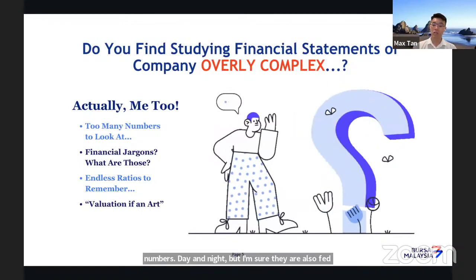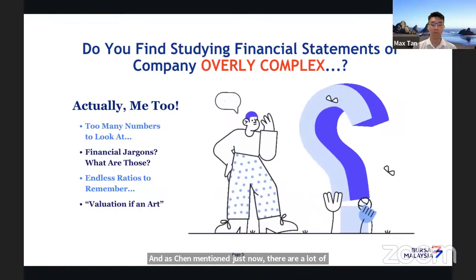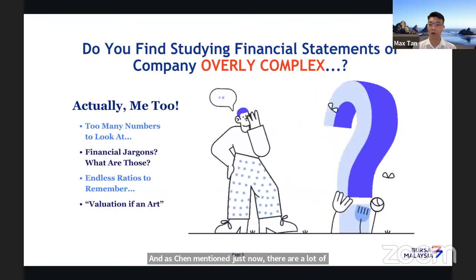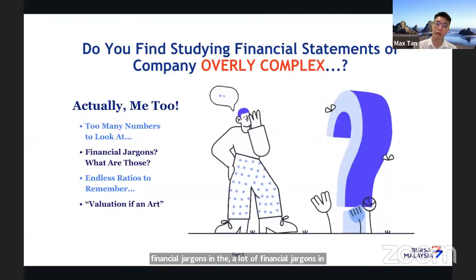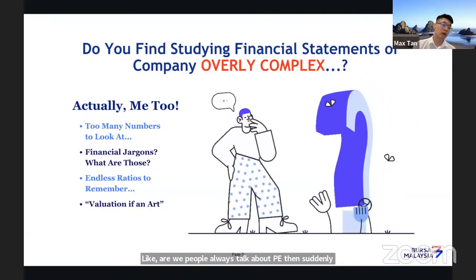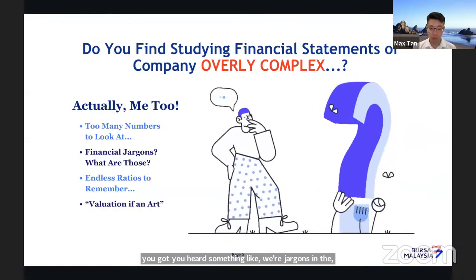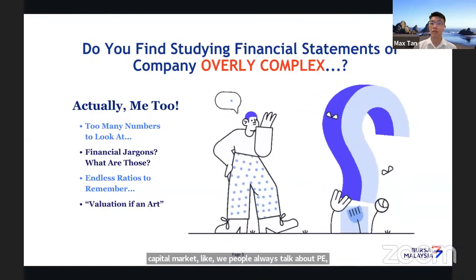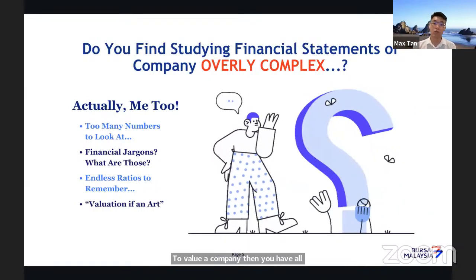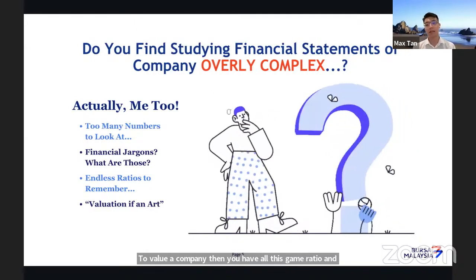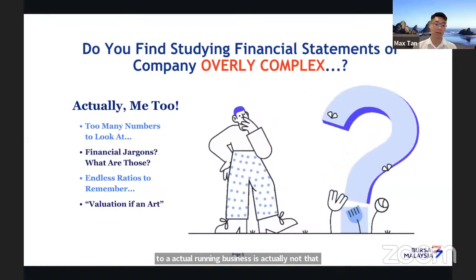And as Shane mentioned just now, there are a lot of financial jargons in the capital market, like ROE. People always talk about PE. Then suddenly you hear something like enterprise value. Then you have DCF, discounted cash flow, to value a company. Then you have this gearing ratio, and everything seems very complex. But when you tie back to an actual running business, it's actually not that complex, which we will try to do later on, right?